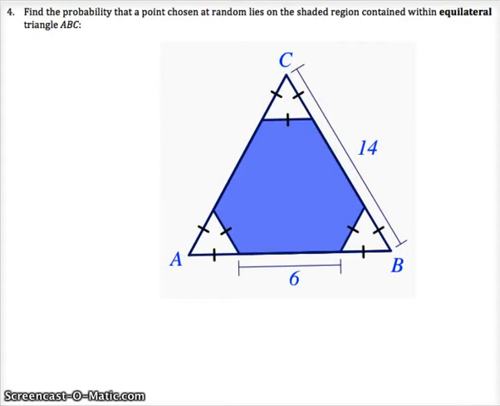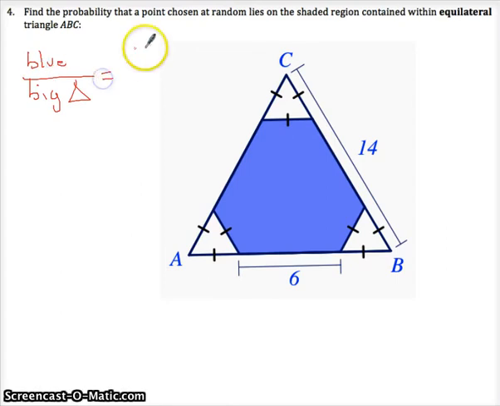All right, find the probability that a randomly chosen point in here is going to be in the blue region. Okay, it's an equilateral triangle, and it has these little equilateral triangles snipped off each side. So the big triangle is going to be the denominator. The whole entire sample space here is the big equilateral triangle. The top here is going to be the blue region.